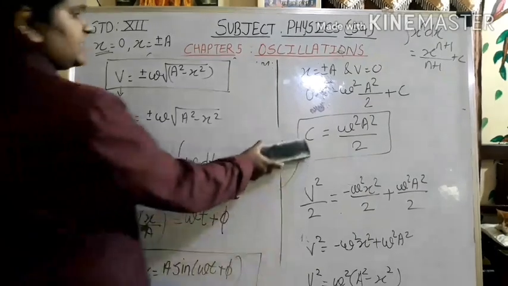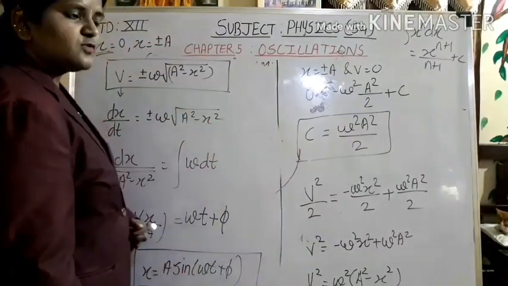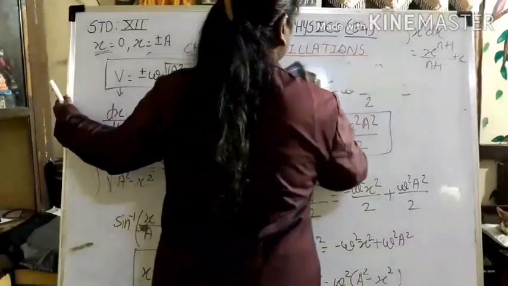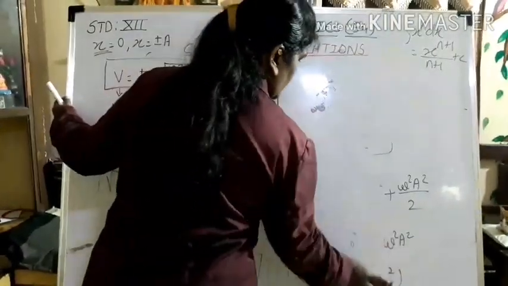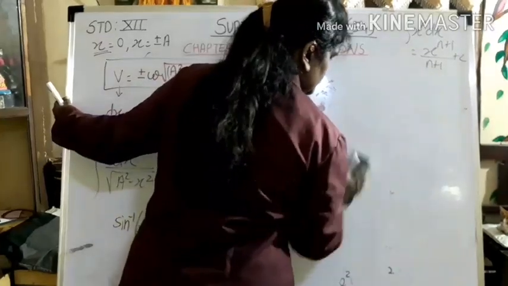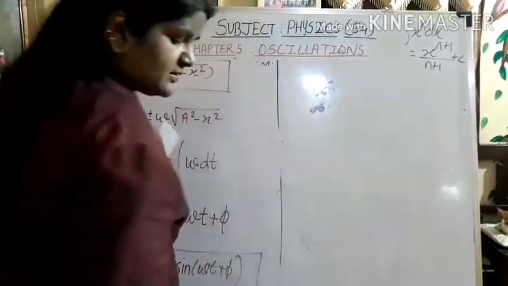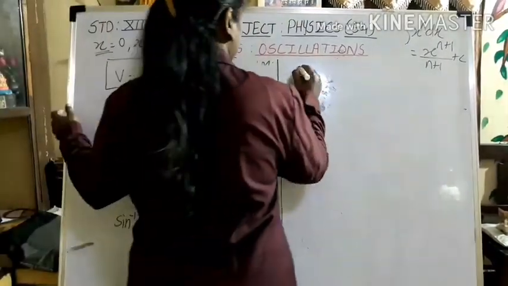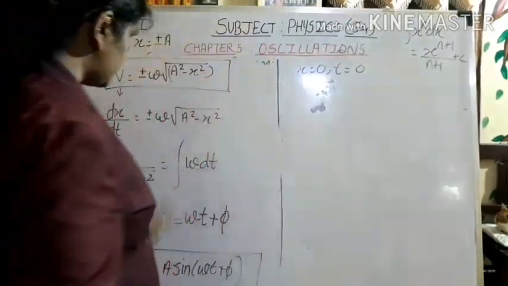We have derived the value for c, that is the constant term. We have to find out the value for phi also. So how can we find the value for phi? Again, by taking the conditions. That is, if x is equal to 0, what happens to t? Or when t is equal to 0, what happens to x? When time is 0, displacement will be 0 obviously. So I will take t is equal to 0 and substitute this value over here.